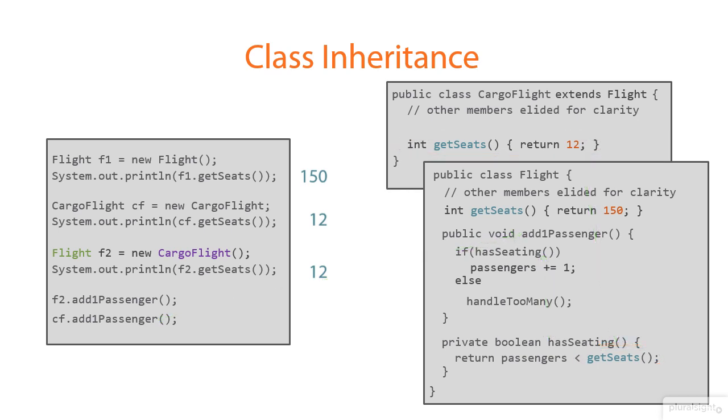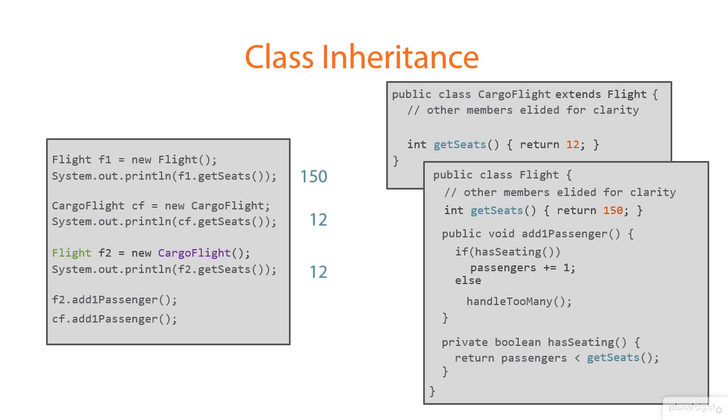If you come from other object-oriented languages like C# or C++, something that may stand out to you here is that we didn't have to do anything special to be able to override that getSeats method. In Java, all methods are automatically overridable unless you do something special to say that you don't want them overridden. We'll talk about how to do that a little bit later in this module.